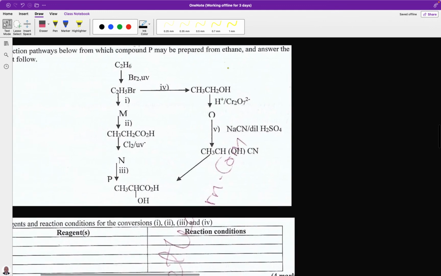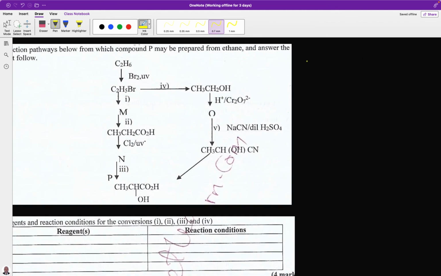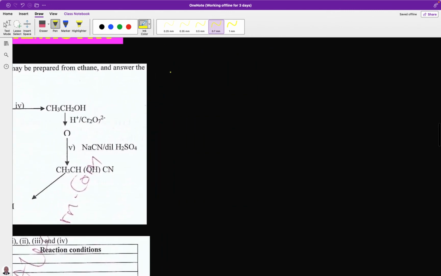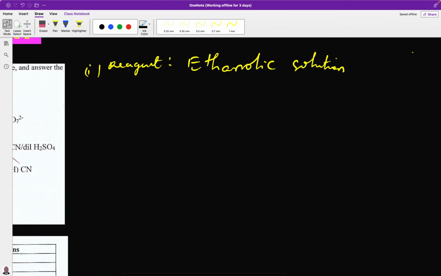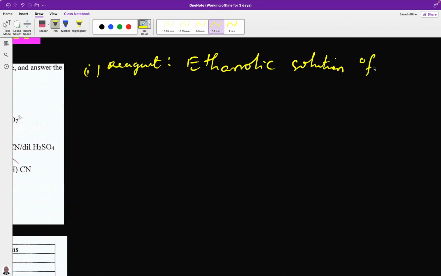Now, the reagent in this case, reagent 1, to convert this one, and the reaction condition. For reagent 1, we will have an ethanolic solution of potassium cyanide. We call it ethanolic, or potassium cyanide in ethanol: an ethanolic solution of potassium cyanide.